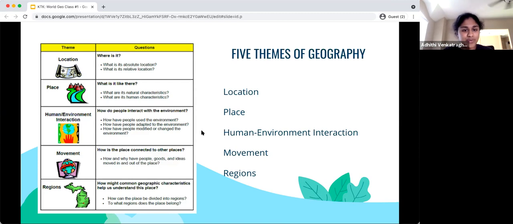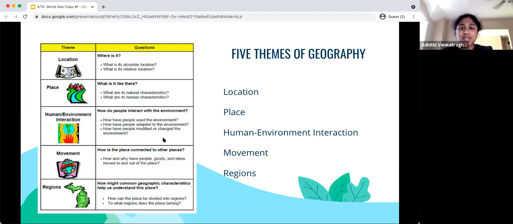We can go ahead and go over that right now. So how have people used the environment, which would be things like us using natural resources for things like gasoline and powering factories, and how have people adapted to the environment when people move to new countries from a hot place to a cold place? How have we adapted to those different climates, and how have people modified or changed the environment, such as building trees, factories, buildings?